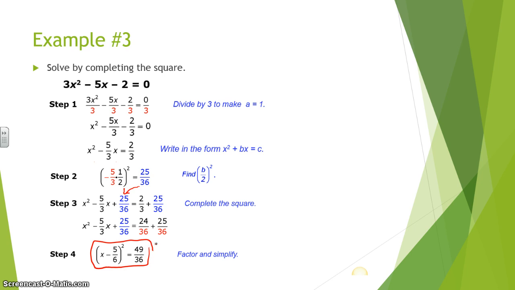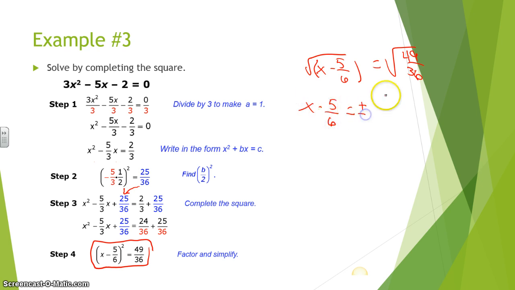Actually, we could take this a step further, and we could take the square root of each side. So if you took the square root of x minus 5/6 equals the square root of 49 over 36, that's going to be x minus 5/6 equals plus or minus 7 over 6. So then what you would do is x minus 5/6 equals 7/6. So you could add 5/6 to both sides.